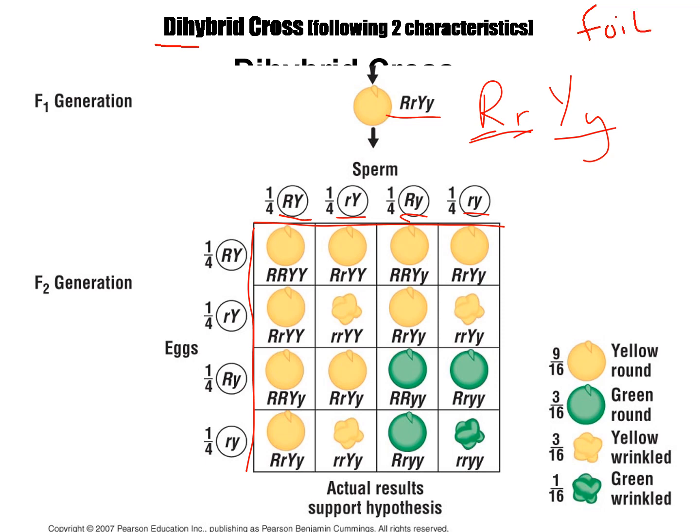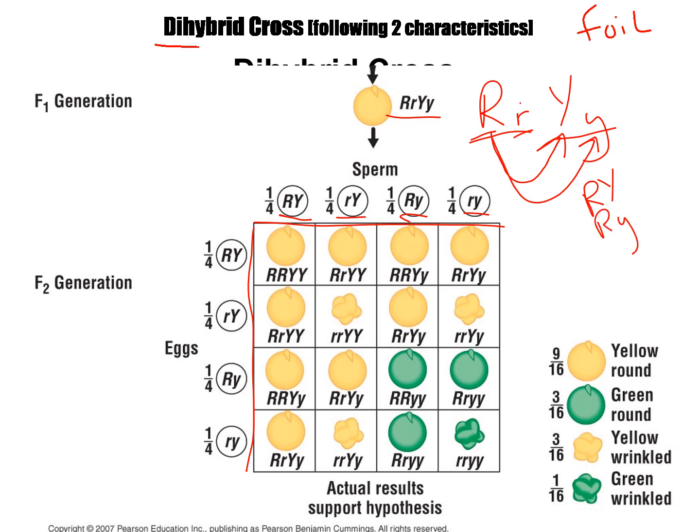So during meiosis, this dominant R is going to go half the time with the dominant Y. And then half the time during gamete formation, it's going to go with a lowercase y. So that dominant R will go half the time with the uppercase Y, half the time with the lowercase y.